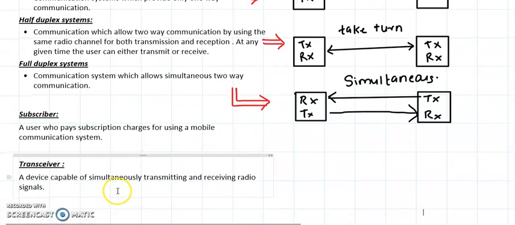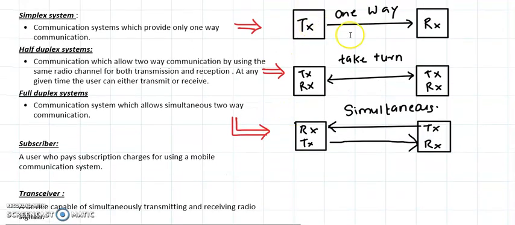Next is transreceiver. A device capable of transmitting and receiving a radio signal is called a transreceiver. So this device which has a transmitter as well as a receiver is called a transreceiver. Whereas this device which is only transmitting is called a transmitter. This is only a transmitter, this is only a receiver, but these devices which are transmitting and receiving are called a transreceiver. So my question is, is our base station a transreceiver? The answer is yes, it is a transreceiver because it transmits as well as receives. Is our mobile station a transreceiver? Yes, it is a transreceiver because it transmits as well as receives.